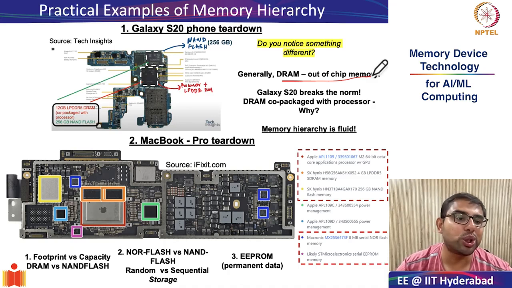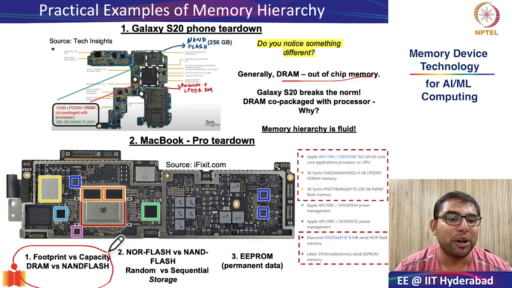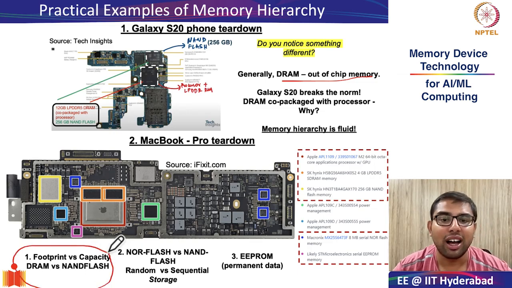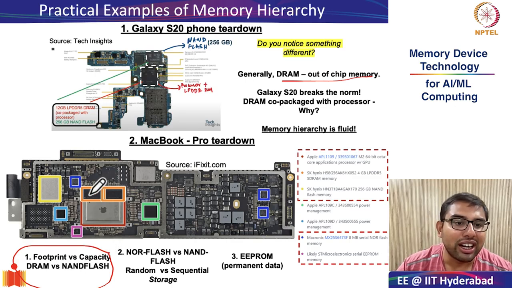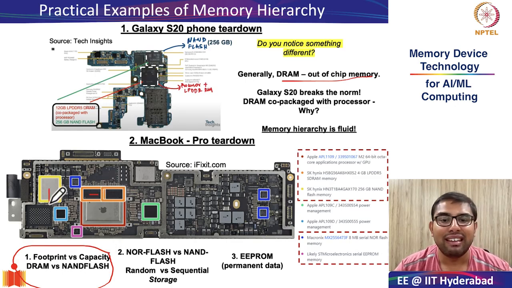In MacBook Pro, we also saw the big differences in footprint versus capacity between the DRAM versus the NAND flash. So you see, this is the DRAM, whereas this is the NAND flash. They look similar in size, but the DRAM is just 4 GB, but the NAND flash is 256 GB. Now that I have taught you both DRAM and NAND flash, you have a clearer idea that despite the chips looking the similar size, why is the capacity of NAND flash much more.